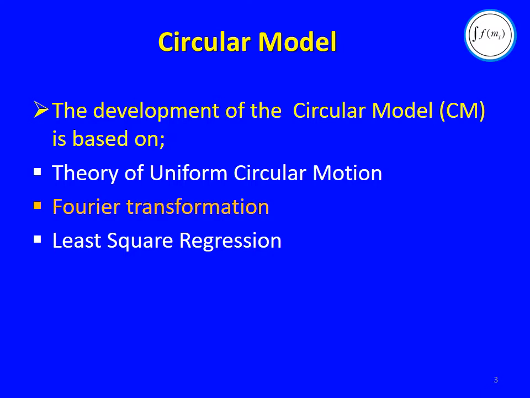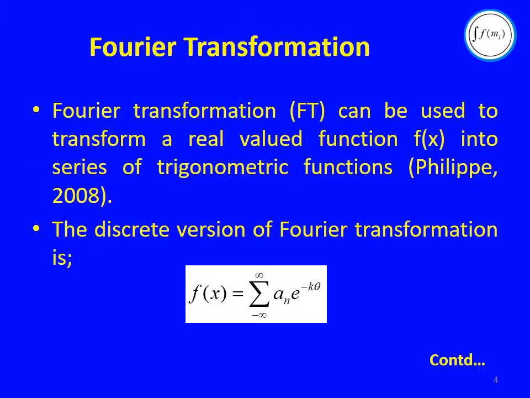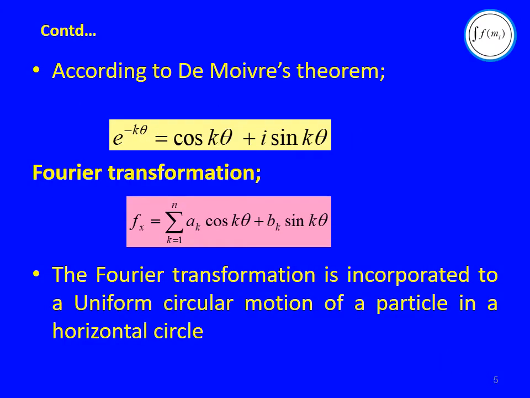So first we'll see what is the circular model. The circular model is developed based on physics, pure maths and statistics. That means theory of uniform circular motion from physics, Fourier transformation from pure maths and least square regression from statistics. As you know, the Fourier transformation has two versions. They are discrete version and continuous version. This is the discrete version.